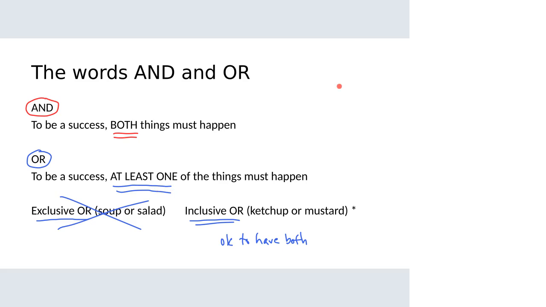Both things have to happen to be a success, or at least one of the things has to happen to be a success. This is going to be really valuable for us when we start looking at probabilities involving a deck of cards, and that's what's coming up next.